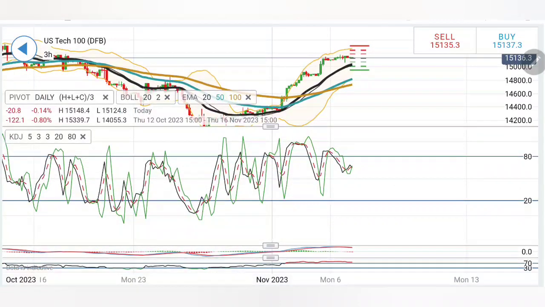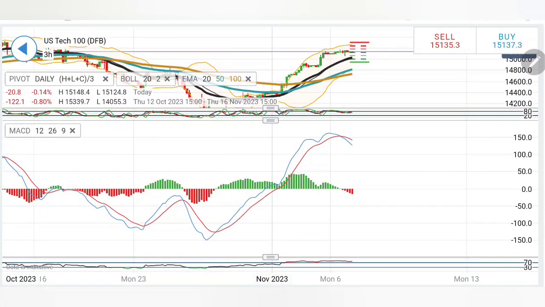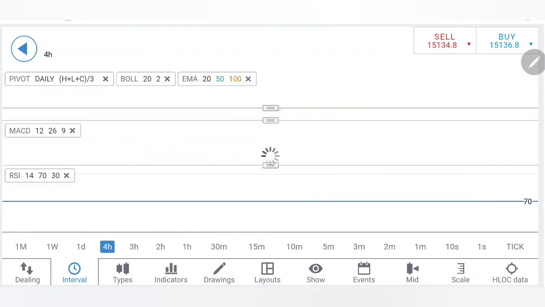The stochastic has dropped. The MACD has crossed over at the top. This is why I said that this crossover is coming at an extreme level. See, the bottom was at around minus 125. It has seen plus 150, and now this drop can bring more bearishness. RSI is overbought. Coming to the 4-hour.